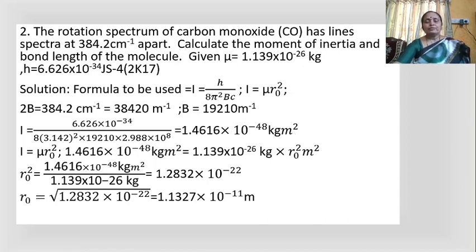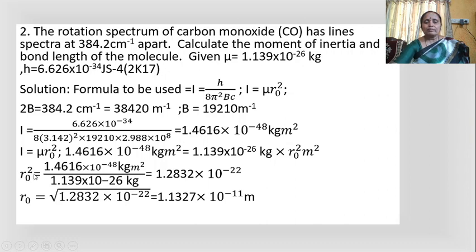Next, I am going to determine the bond length, using the relation I is equal to mu r naught square. I know the value of moment of inertia as 1.4616 into 10 raised to minus 48 kg meter square, which will be equal to the reduced mass, which is given, students. Reduced mass is given as 1.139 into 10 raised to minus 26 kg, into the internuclear distance or bond length, measured in terms of meter square. So it will be r naught square.